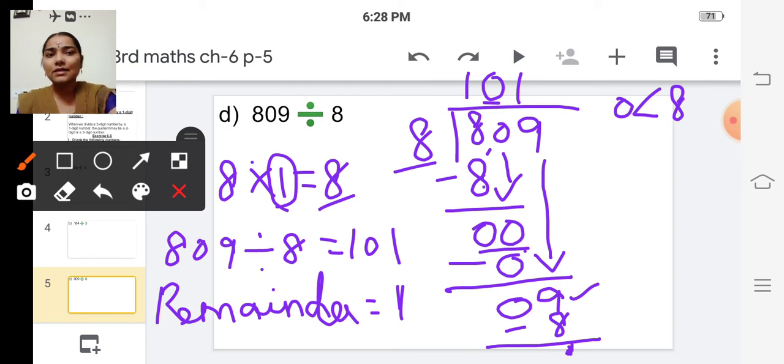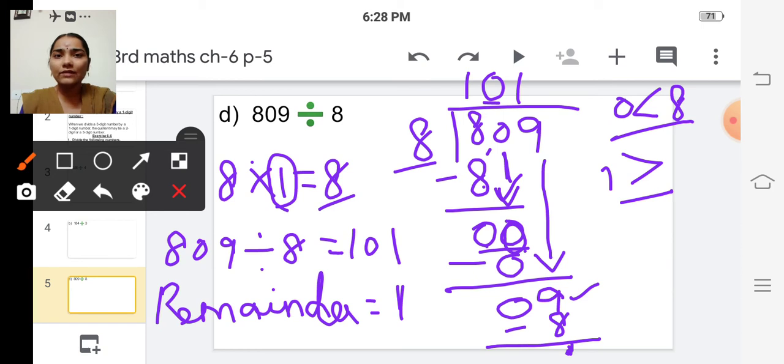Okay, 8 minus 8 is 0 and we have brought down the 0 here. So again it is 0. 0 is less than the divisor. So we cannot divide, because the dividend should be greater than or equal to the divisor. Then only we can divide. But here the dividend is less than the divisor.